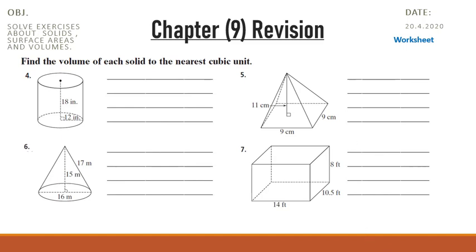Third, base area multiplied by height. Great, Abdullah Dahilan. And the cone the same, of course: third multiplied by base area multiplied by height. Okay.